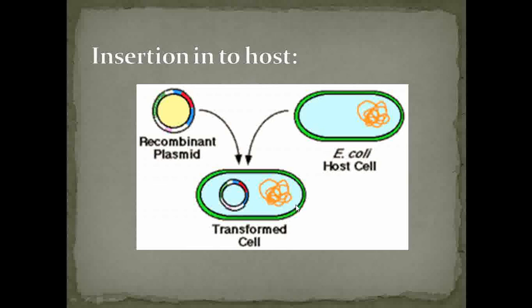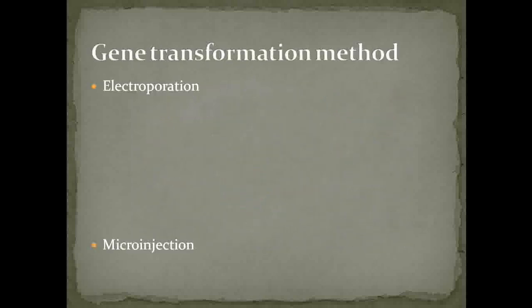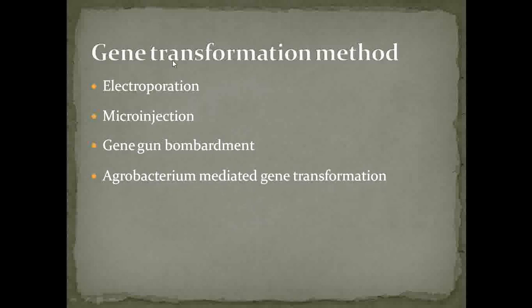So this cell we call a transformed cell. See what the different gene transformation methods are: electroporation, microinjection, gene gun bombardment, and Agrobacterium-mediated gene transformation. These are the various gene transformation methods which we use to transfer that transformed cell into different plant or animal species.